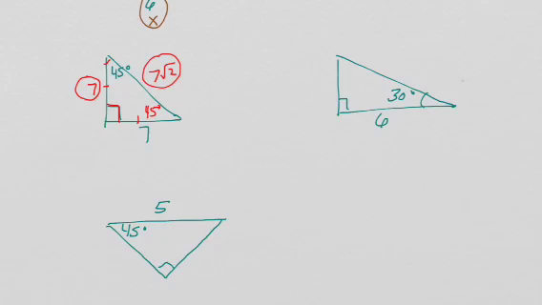Okay. Now, let's do some of the hard ones. Going back to the 30-60-90 triangle here, we've got a right angle. We have a 30-degree angle, so that one has to be 60 degrees.